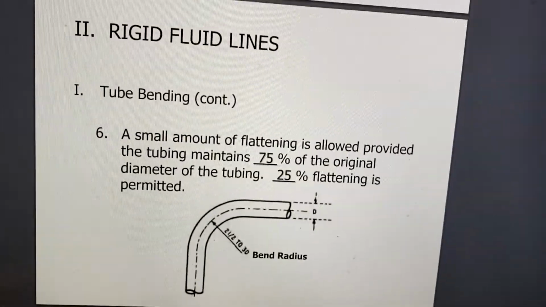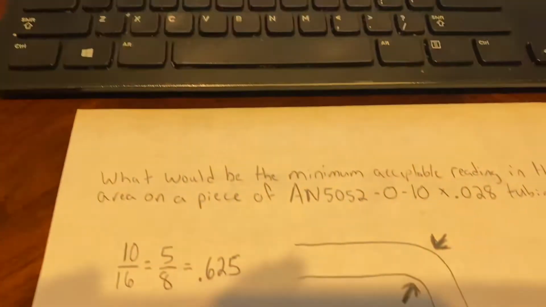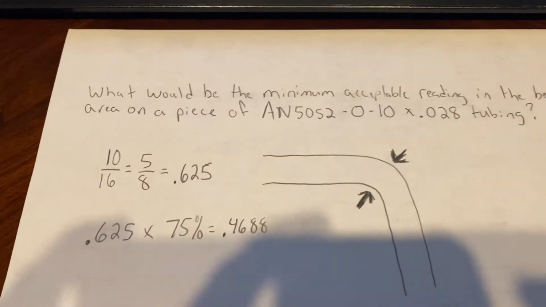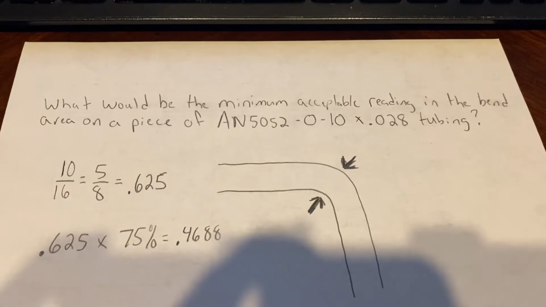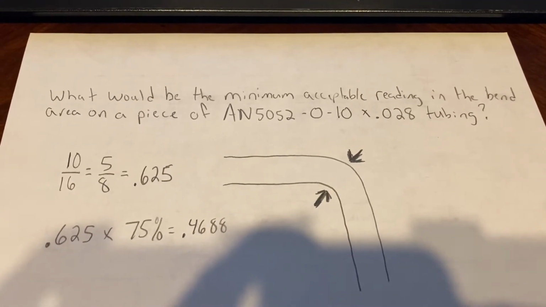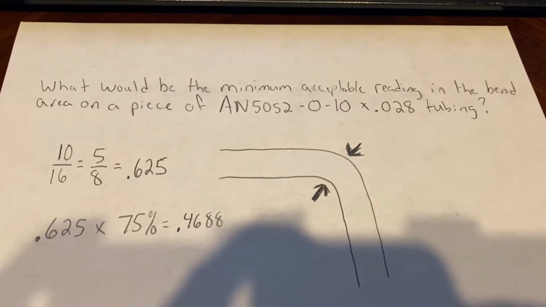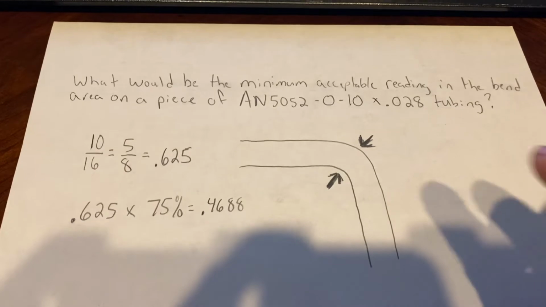I have it down here below me, and we're going to answer this question. So I've rewritten the question, but I've changed the numbers so that you get to figure that worksheet question out on your own. It says, what would be the minimum acceptable micrometer reading in the bend area on a piece of AN 5052-0-10 by 0.028? Really quickly, let me remind you what all this stuff means.